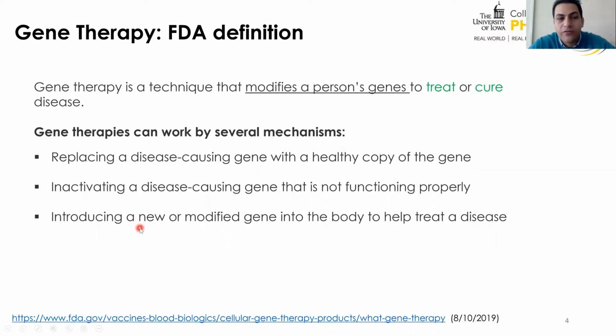And the third way of using gene therapy is to try to introduce a new or a modified gene that can help to treat a disease. So basically, you are either introducing a new gene or you are silencing a disease-causing gene. And this is what we are trying to do.